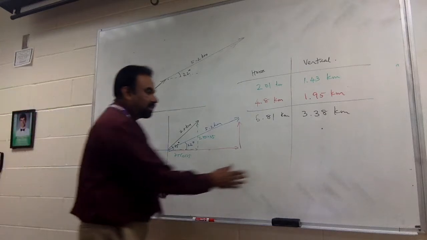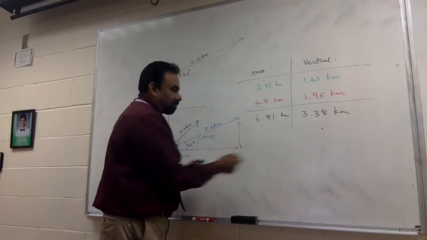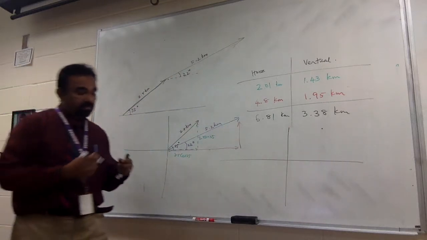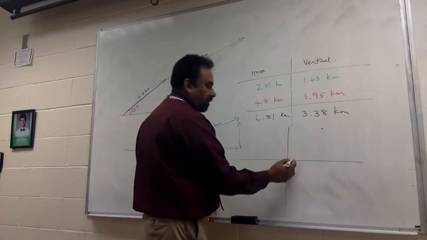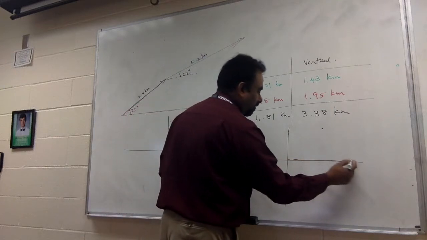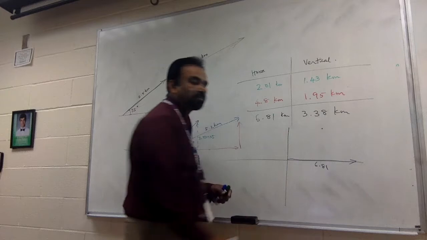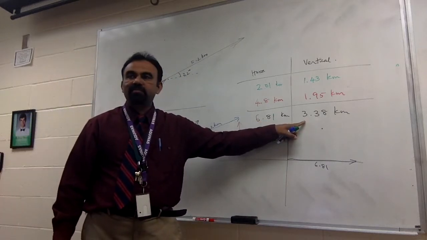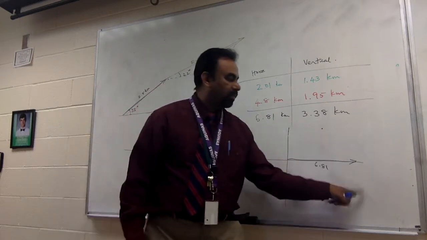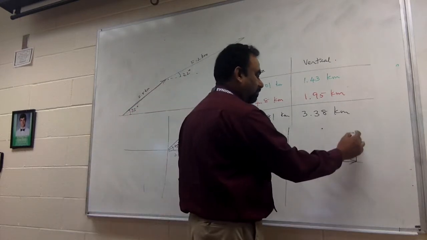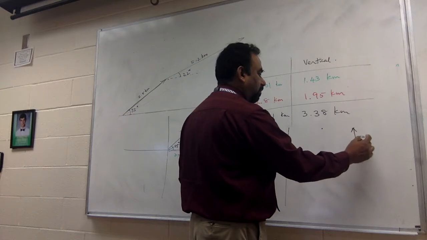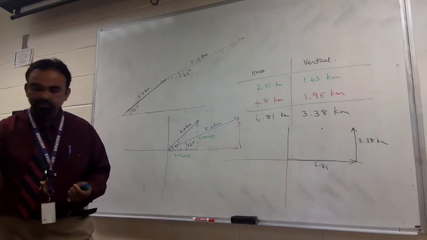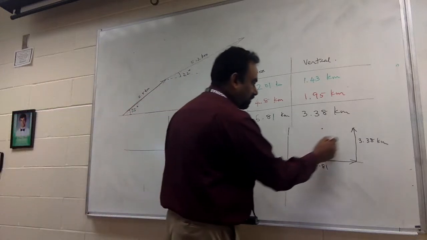What we do next is to make a chart. On this chart, this is your horizontal part of it, the first one, which is 6.81, and that's the next one. Is it positive or negative? So which way do you go? Downward, upward? Upward. So that's 3.38. Now where is the resultant? The resultant is right there.